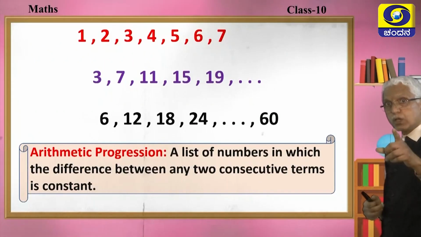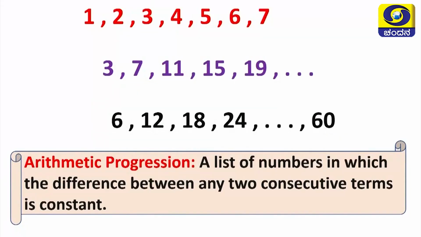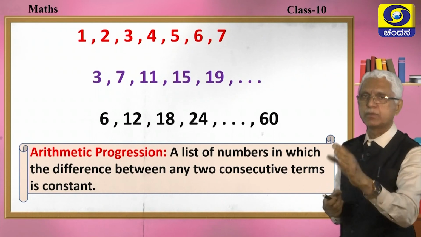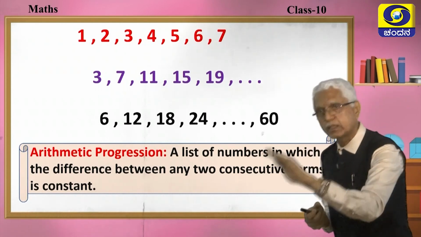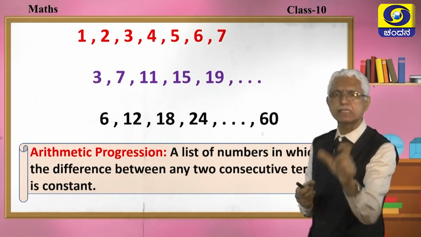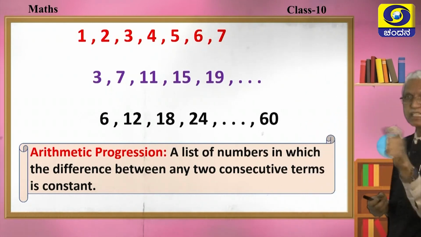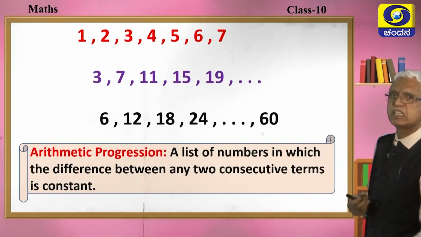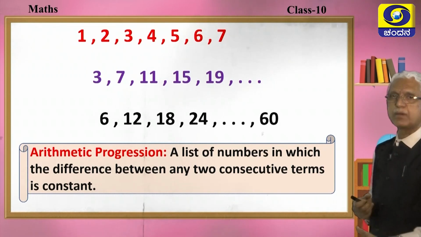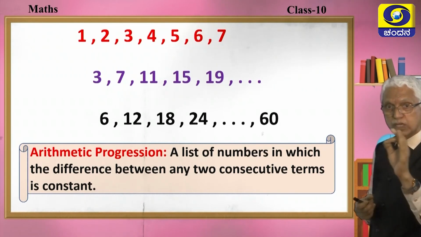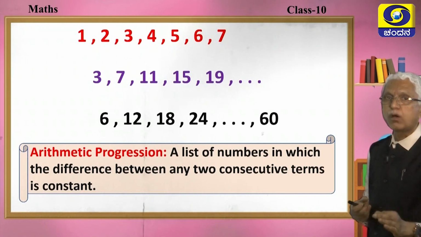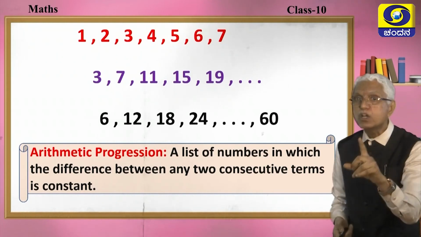Okay? So, these are the list of numbers in which the difference between any 2 consecutive terms is a constant. Consecutive terms, second and third term, or the third and the fourth term, or the fourth and the fifth term. You take any 2 consecutive terms, they have a constant difference, and such a list of numbers having a common difference between any 2 consecutive terms is called arithmetic progression.